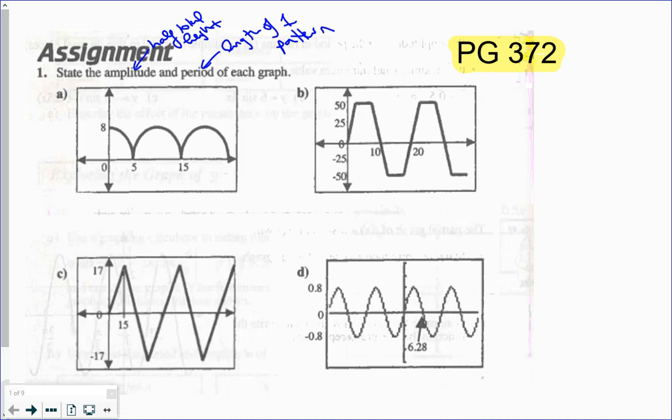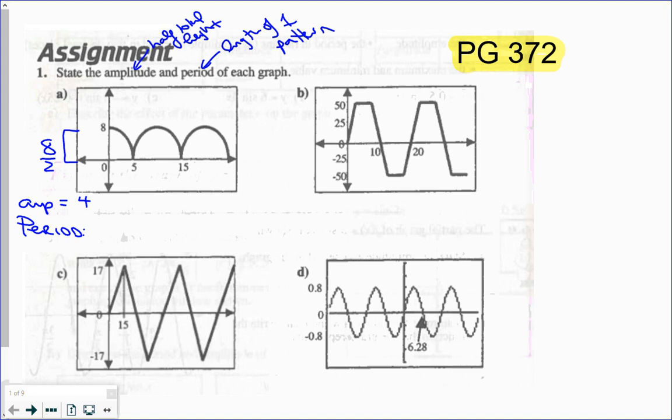So for this one, from 0 to 8, the total height is 8. So half of that, the amplitude is 4. Okay? The period is the length of one pattern.